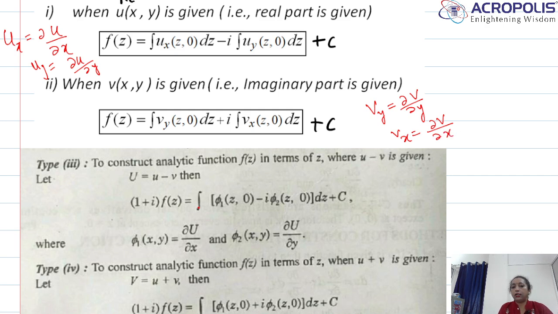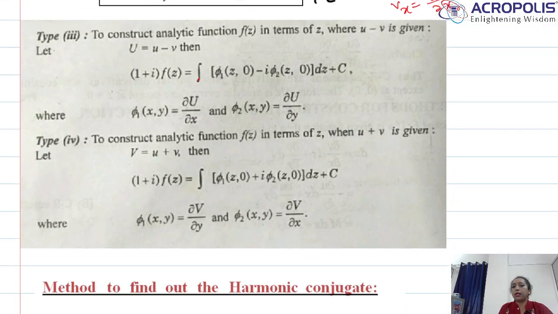Now the third type is to construct an analytic function f of z in terms of z where u minus v is given. Then the formula will become: first we will consider capital U is equal to u minus v, then (1 plus i) times f of z is equal to integration of (phi 1(z, 0) minus i phi 2(z, 0)) dz plus c, where phi 1 represents del U by del x and phi 2 represents del U by del y.